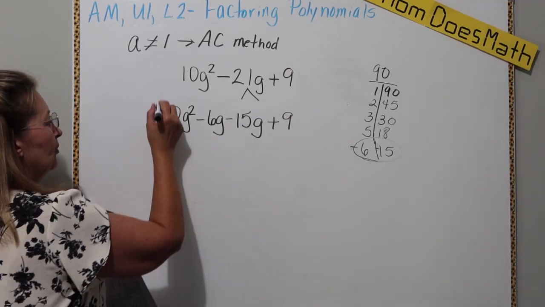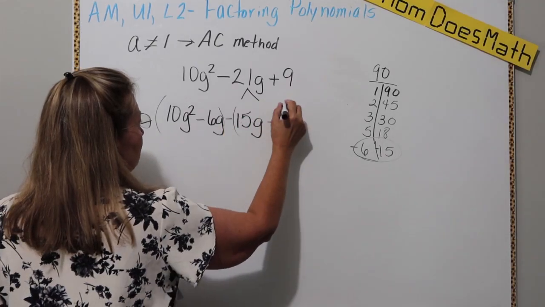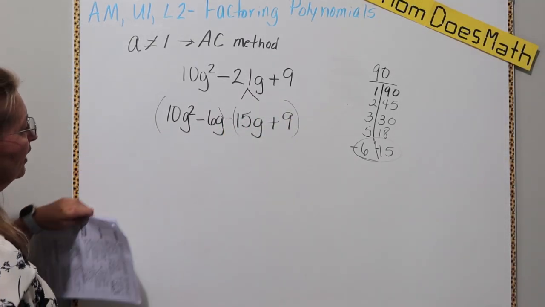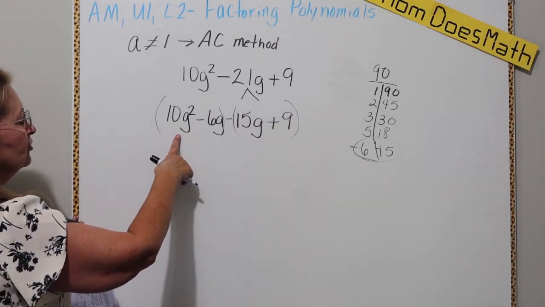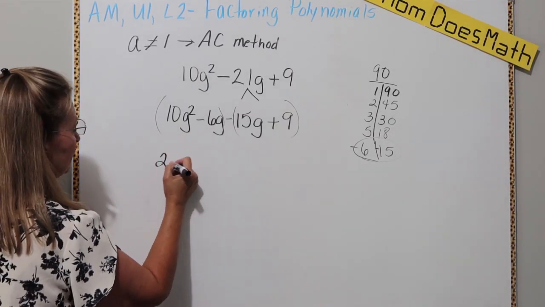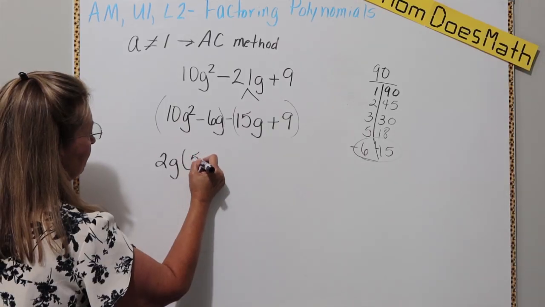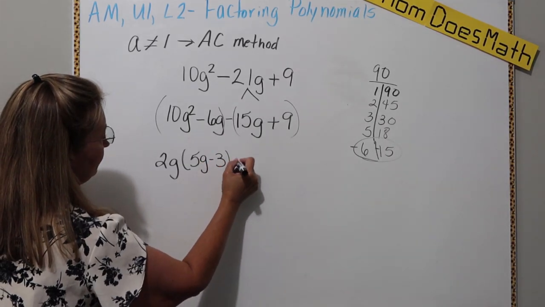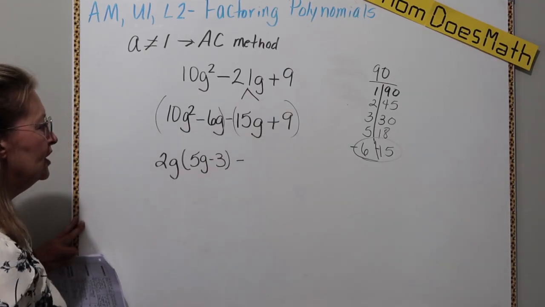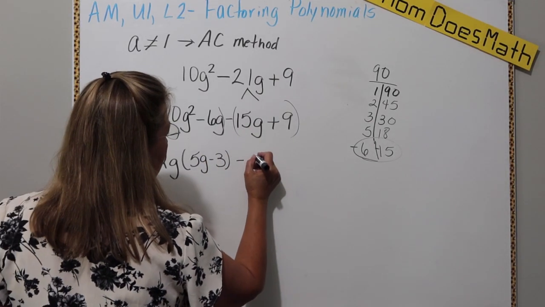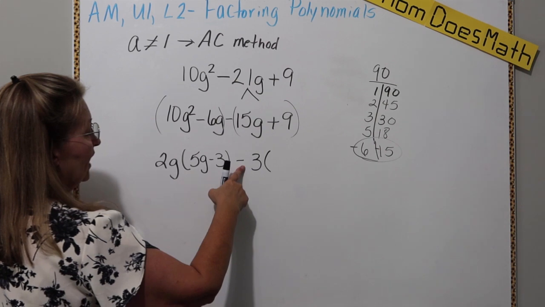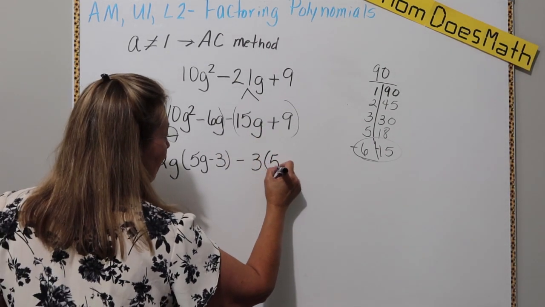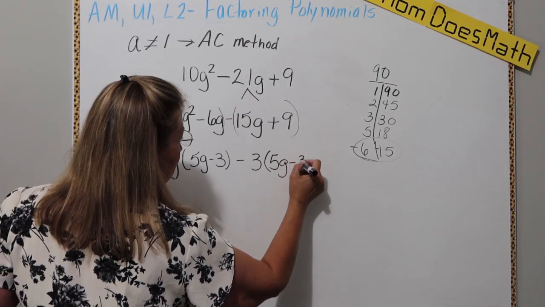I'm ready to group. I'm going to group the first two and the last two. And I'm going to take the greatest common factor out. Now the greatest common factor between these two numbers is going to be 2g. So I'm going to be left with 5g minus 3. The greatest common factor here is going to be 3. And I'm factoring out a negative number, so it's going to change that sign. So this will be 5g minus 3.